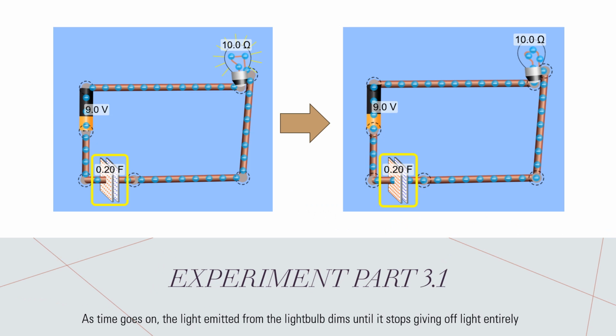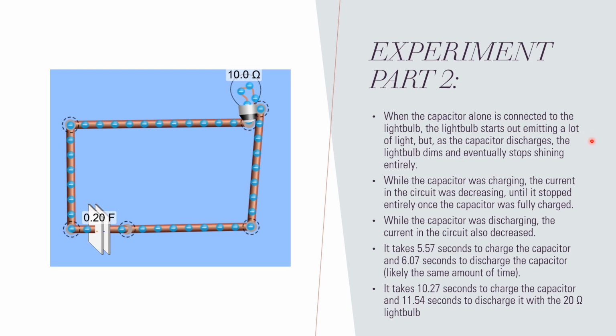RC circuits. So for part 1, as time goes on and the capacitor charges, the light bulb dims until it stops giving off light entirely, indicating that the circuit has come to a stop. When the capacitor alone is connected to the light bulb, it starts out emitting a lot of light, and as it discharges, the light bulb dims and eventually stops shining altogether.